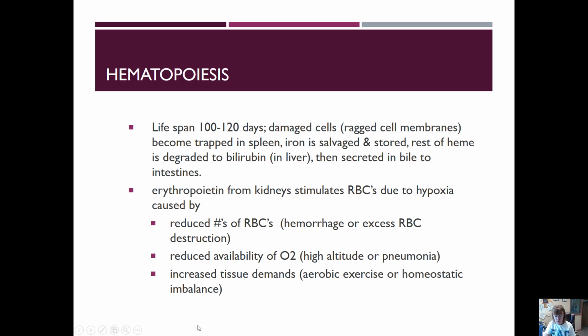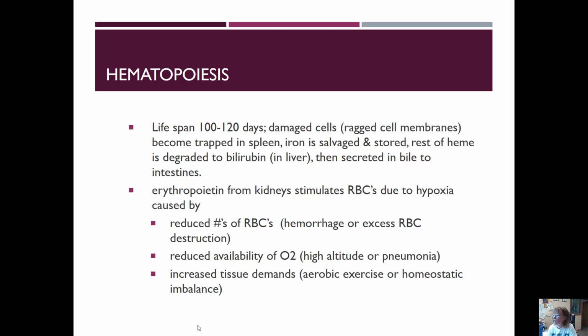Now we'll go into more of the erythropoiesis in 2.1.6. So what is erythropoiesis? That's the process of producing red blood cells. And what signals the production of red blood cells will be erythropoietin from the kidneys.